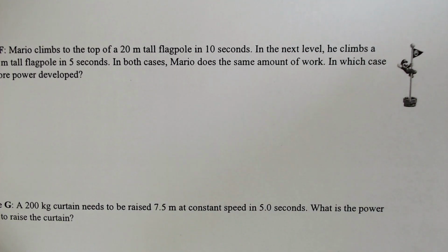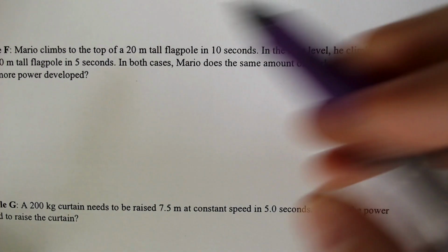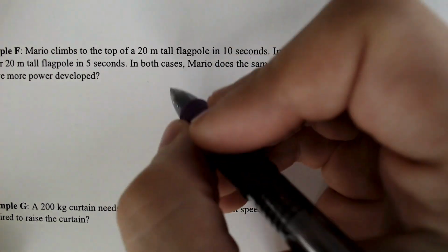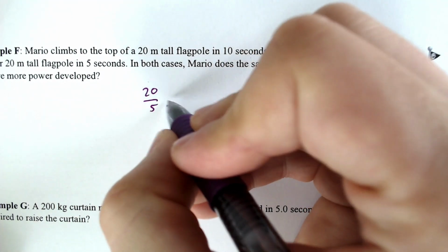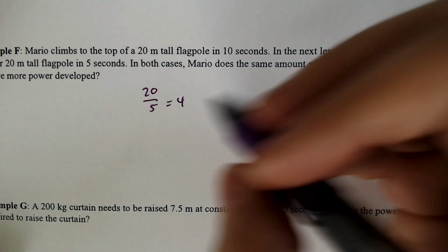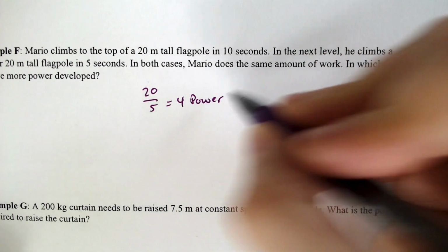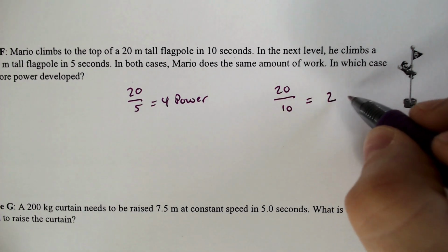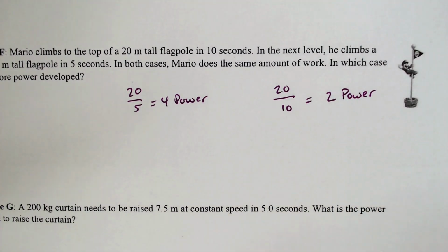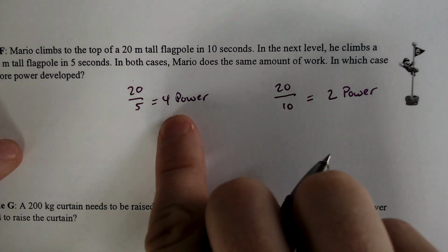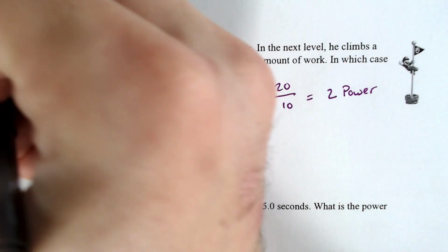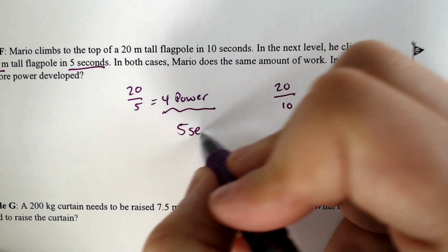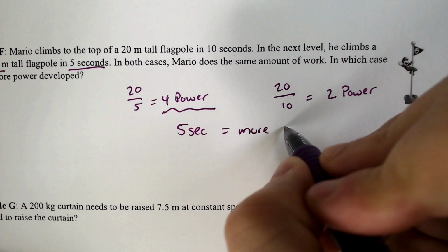So he went up the same 20-meter pole. He weighs the same amount. In one situation, it took him 10 seconds. The next one, it took him 5 seconds. Which one was he able to do quicker? If you think of it like 20 divided by 5, that would be 4 in terms of his power, versus 20 divided by 10 would be 2 in terms of his power. Which one has more power? Well, this one has 4 power, that one has 2 power. The one where it takes him less time will involve more power, so 5 seconds will equal more power.